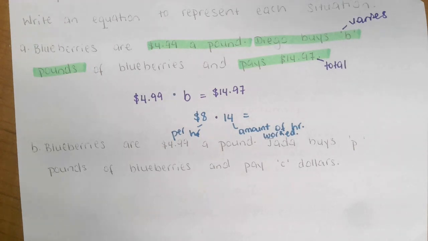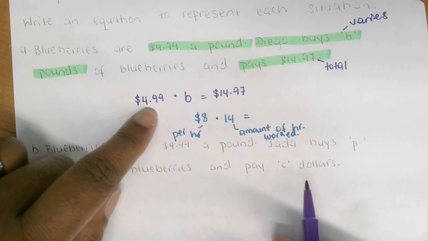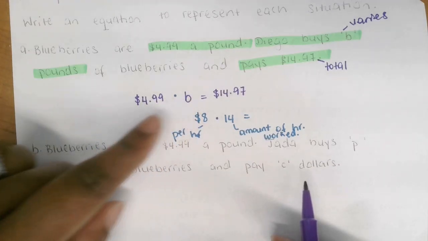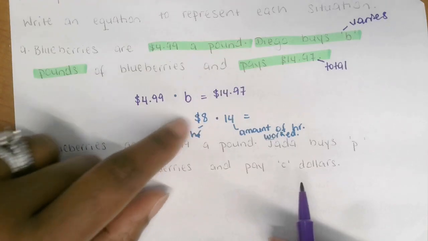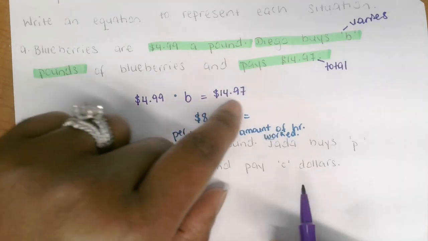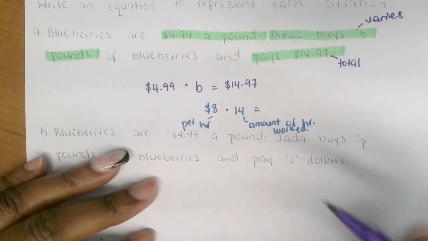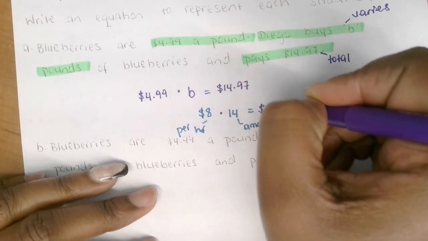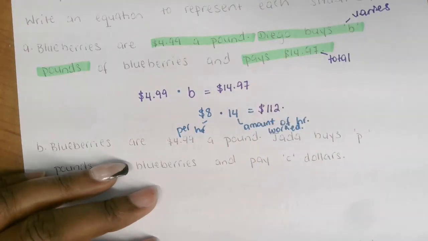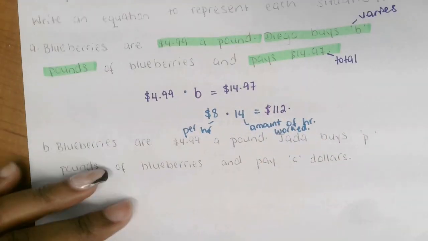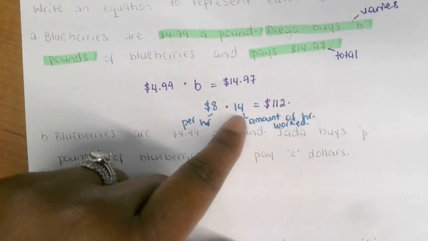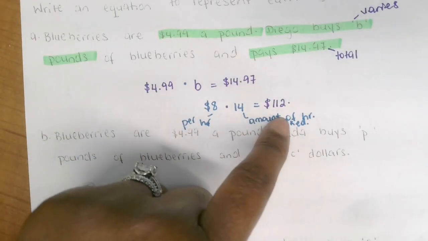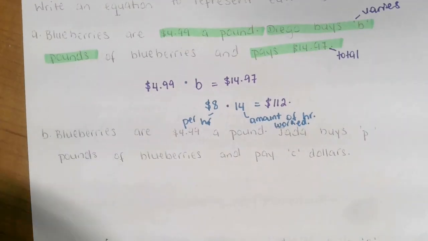The $4.99 is for 1 pound. We don't know how many pounds, so it would be this times, say he bought 2 pounds. This times 2 pounds will give you this. And then their total will be $120. So that's how I bring it to life for them to see it. They work $8 an hour. They work 14 hours. They will get this as their pay.